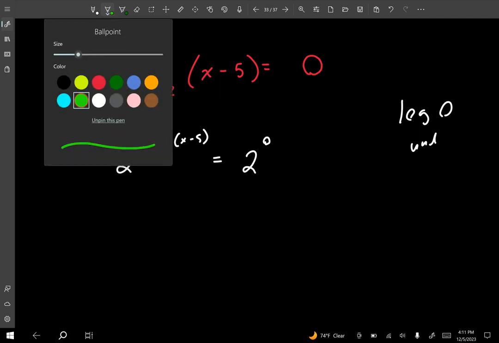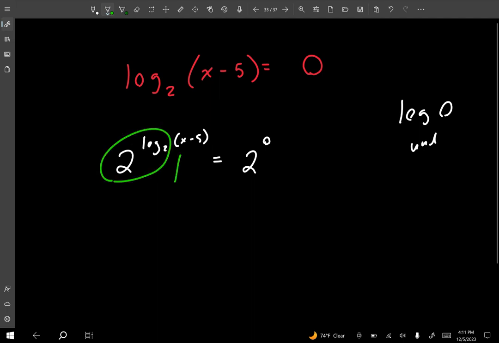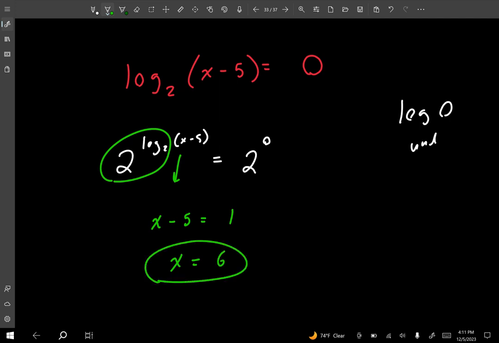That's simple. So this goes away. This comes down. I have x minus 5 equals 1 because that's what 2 to the power of 0 is. And now I add 5 to both sides and I get x equals 6. Beautifully simple. I love this method. It's very simple. It makes sense. It's elegant. You don't have to worry about changing bases or anything like that.